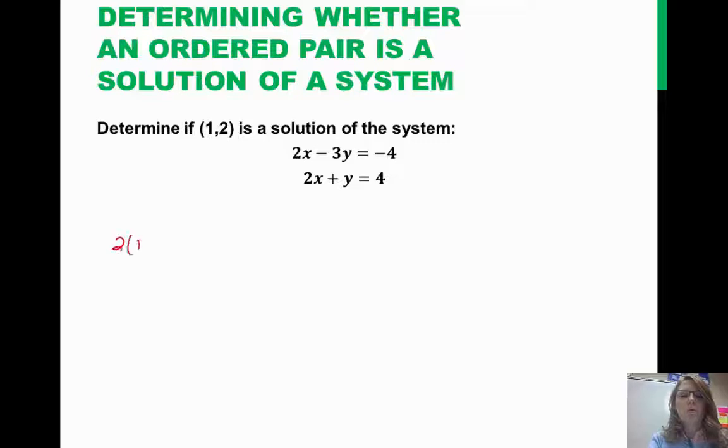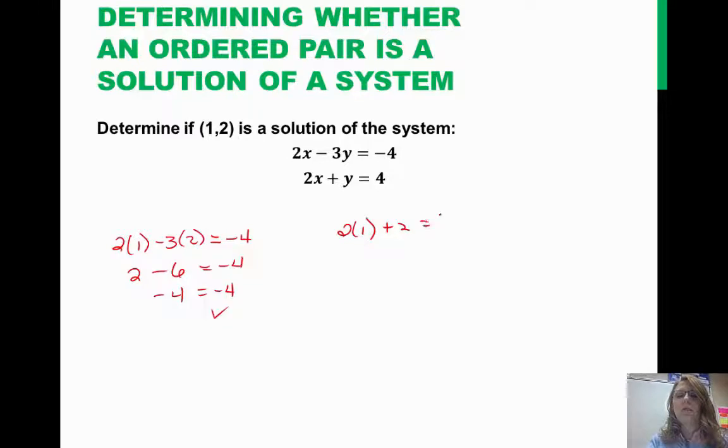So 2 times 1 minus 3 times 2 equals -4. So we have 2 minus 6 equals -4, and -4 equals -4. This is true. So we know it works for the first one, but does it work for the second one? Let's check. 2 times 1 plus 2 equals 4. 2 plus 2, well, yep, that one works too. So this is a solution to our system.